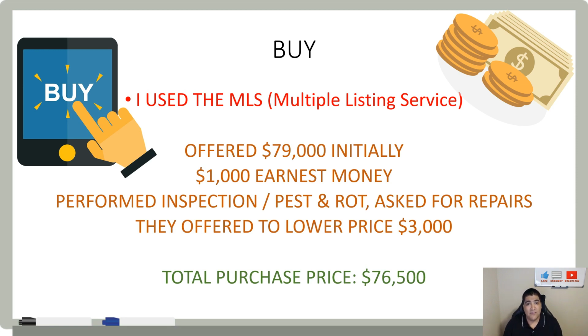Now, I found this duplex using the MLS, the multiple listing service. This home was listed inaccurately. It was listed as a 2-bedroom with around 600 square feet. This was actually a 4-bedroom, 2-bath with about 1,200 square feet. Each unit in itself is about 700 to 800 square feet. So this home was listed incorrectly as far as the square feet, the bedrooms and the baths.